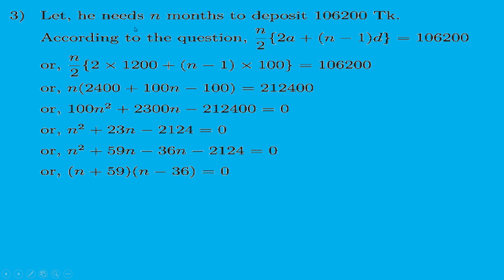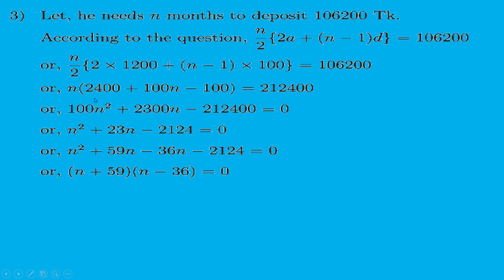Okay, and finally number 3, let he needs n months to deposit taka this. According to the question, n divided by 2 into 2a plus n minus 1 into d is equal to this. This is a given condition, and we know this is the formula for the sum of the first n terms of an arithmetic series with a common difference. So this is an arithmetic series, so we can use this formula. Now n by 2 into 1200, a is equal to 1200, n minus 1 into 100, d is equal to 100, this is equal to this.